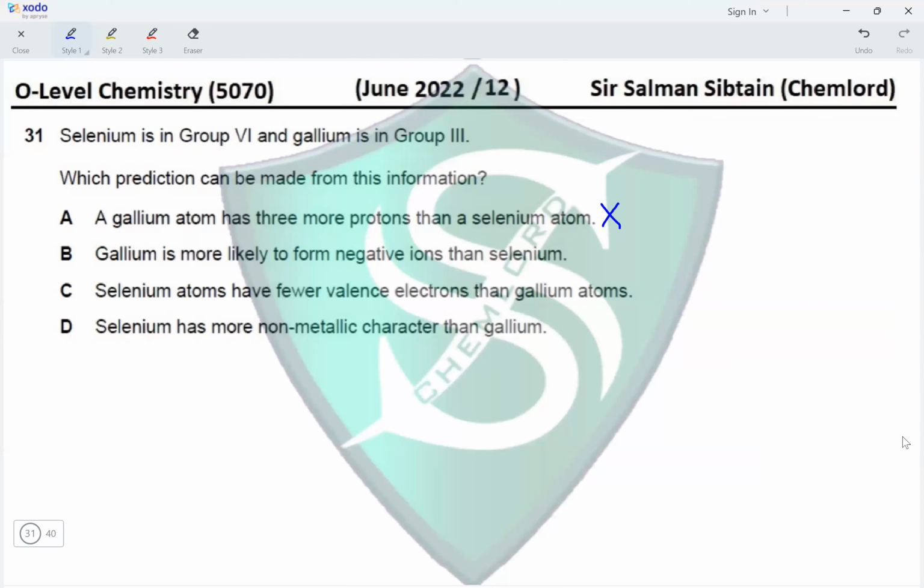B. Gallium is more likely to form negative ions than selenium. Gallium is in group 3. Group 3 elements form positive ions. So it is less likely to form negative ions.